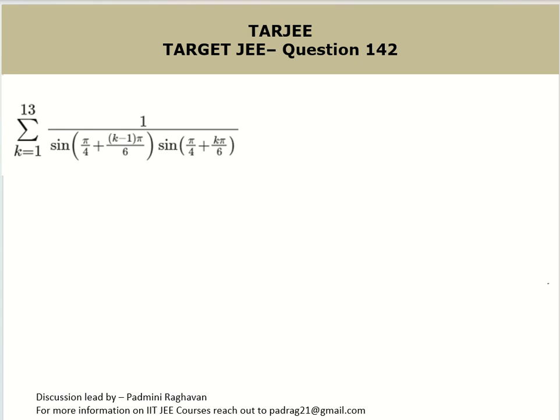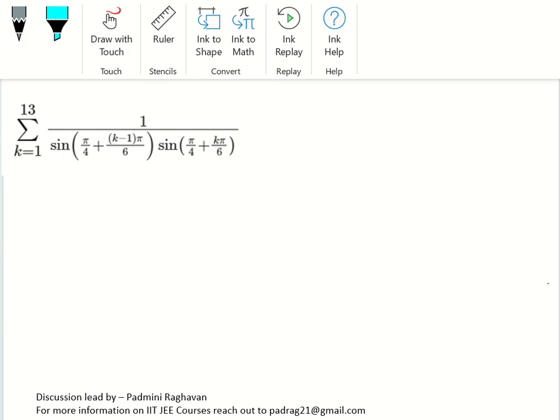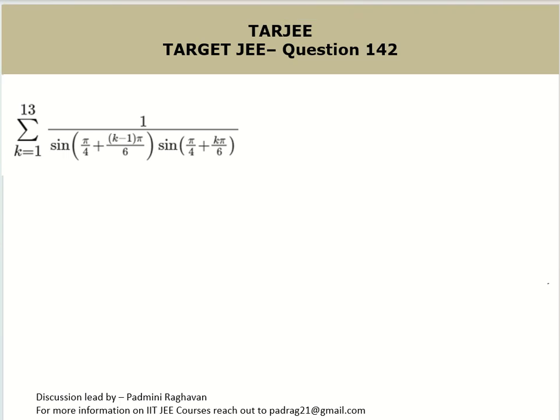In the denominator, you can see that it is a product of sine into sine. So let us multiply and divide this expression. The difference between this angle and this angle is pi by 6. So let's multiply and divide by sine pi by 6. Sine pi by 6 is nothing but 1 by 2. So let me put a 2 outside.